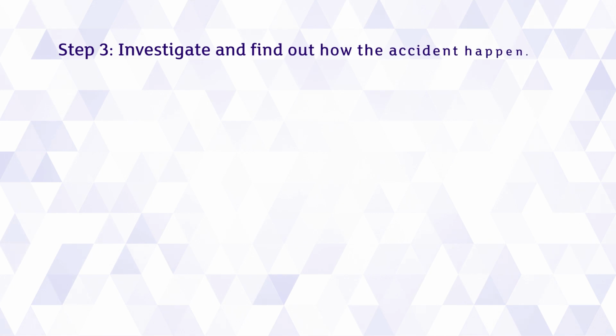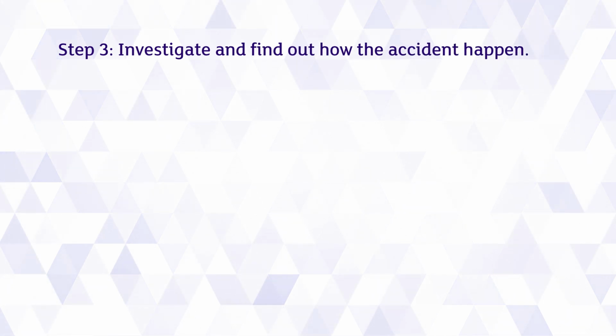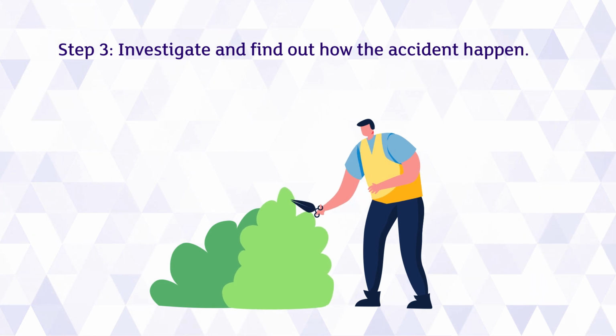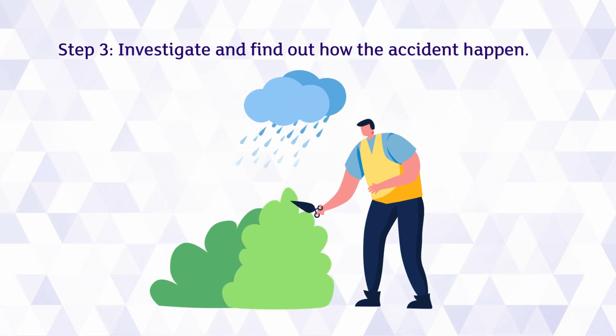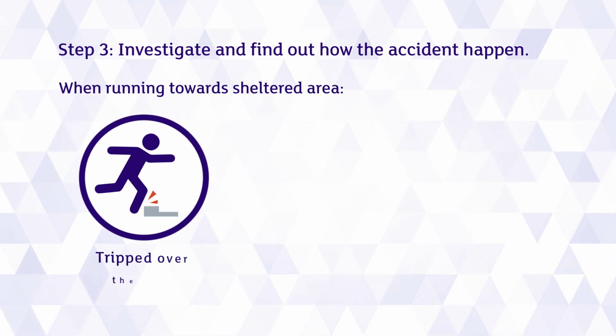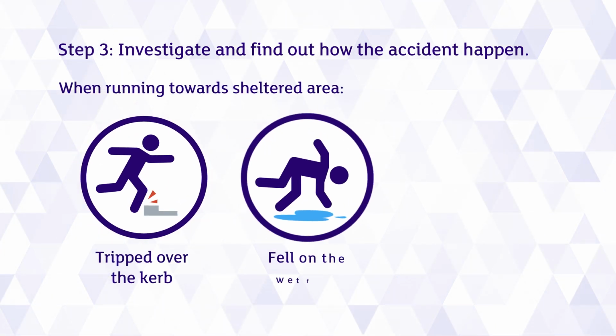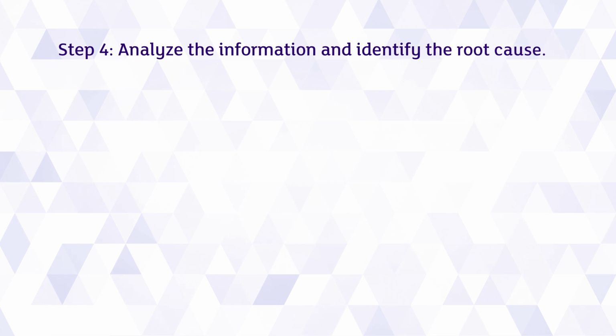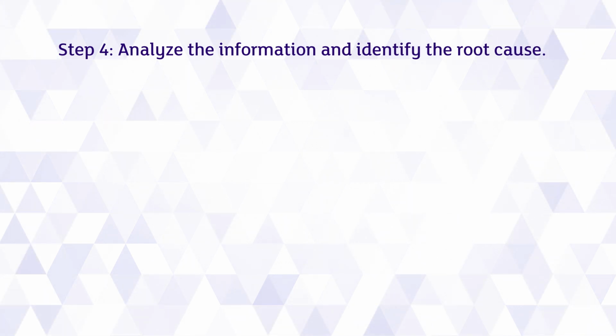Step 3. Investigate and find out how the accident happened. He was doing landscaping works when it started raining. When running towards sheltered area, the worker tripped over the curb and fell on the wet floor, hitting his left shoulder. Step 4. Analyze the information and identify the root cause.